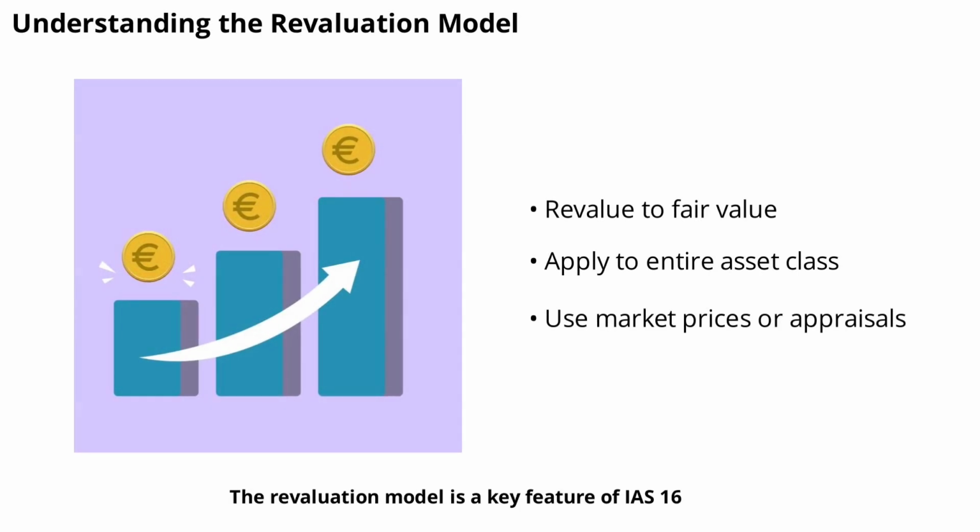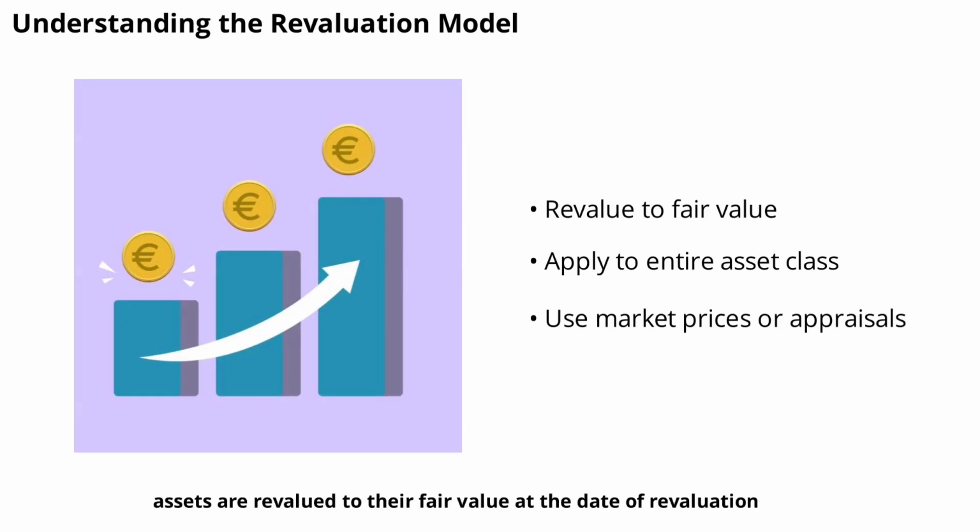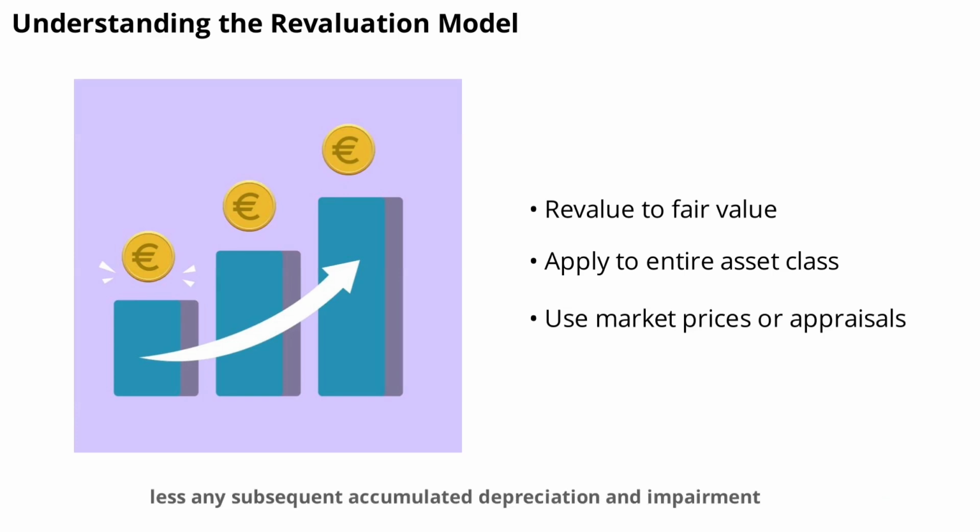The revaluation model is a key feature of IAS16. Under this model, assets are revalued to their fair value at the date of revaluation, less any subsequent accumulated depreciation and impairment. Fair value is the price that would be received to sell an asset in an orderly transaction between market participants. For land and buildings, market prices are often available, while plant and equipment may require professional appraisals.